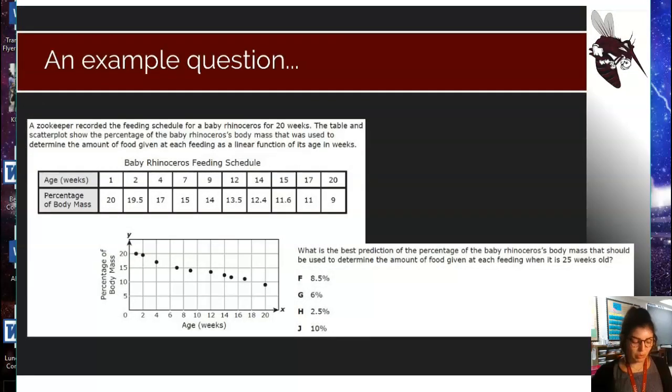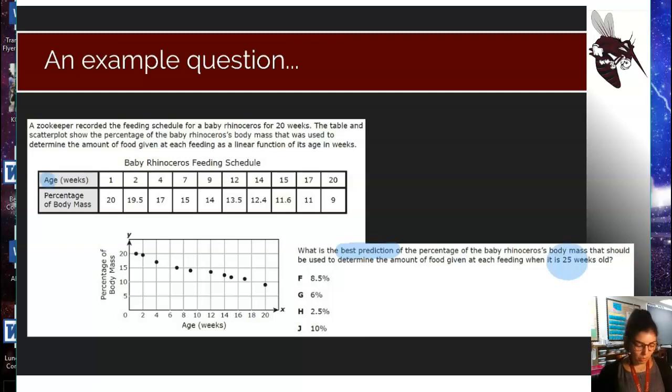So let's see an example. It says a zookeeper recorded the feeding schedule for a baby rhinoceros for 20 weeks, and a scatter plot shows the percentage of the baby rhinoceros's body mass that was used to determine the amount of food given at each feeding as a linear function of its age in weeks. Whoa. But we have a table, and we look at the question here, and it says, what is the best prediction of the percentage of baby rhinoceros's body mass that should be used to determine the amount of food at each feeding when it is 25 weeks old?